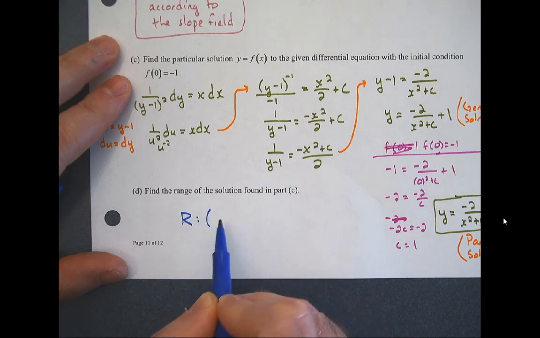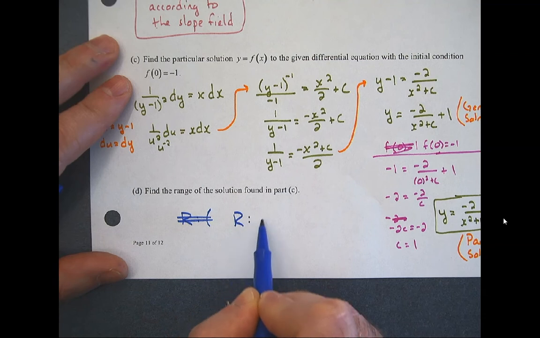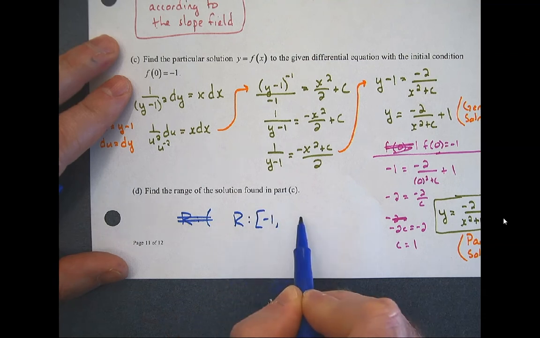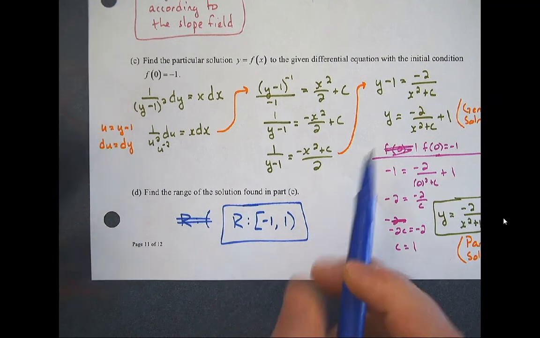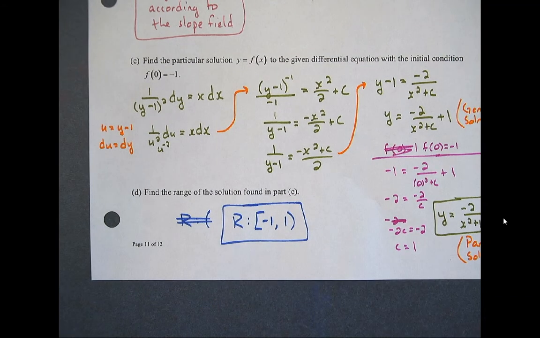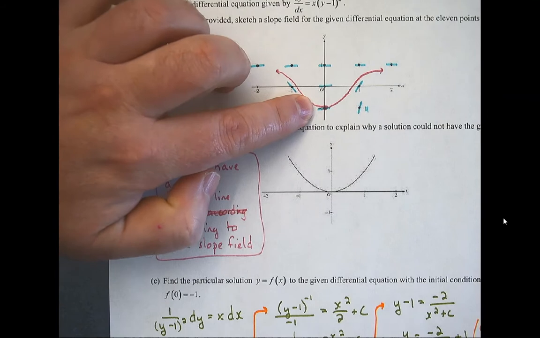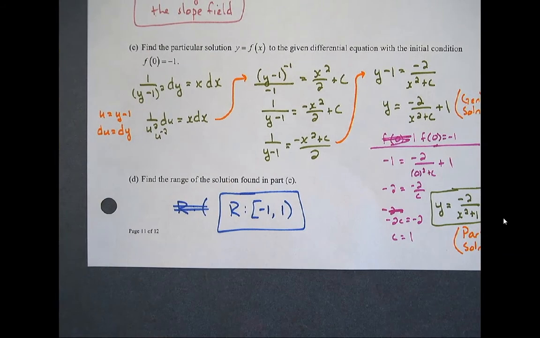Range would be the lowest it reaches is negative 1. Oh, it does reach negative 1. Negative 1, and it doesn't quite get up to positive 1. It actually did get down there, right? That's the actual function value.